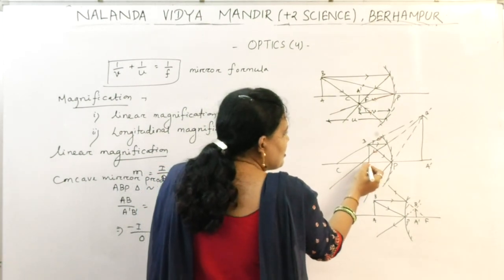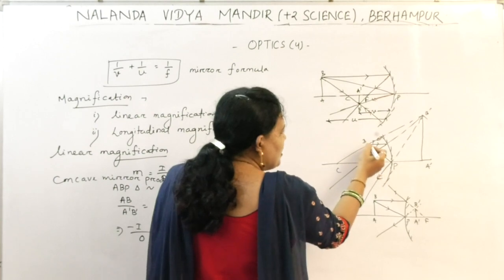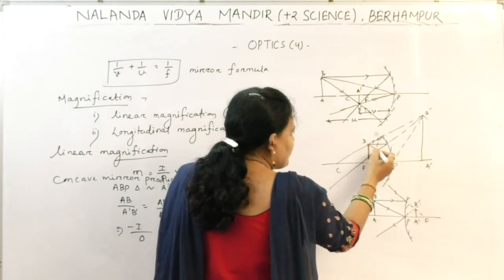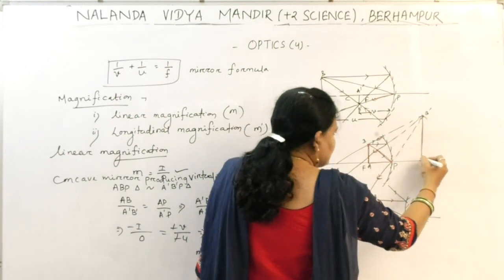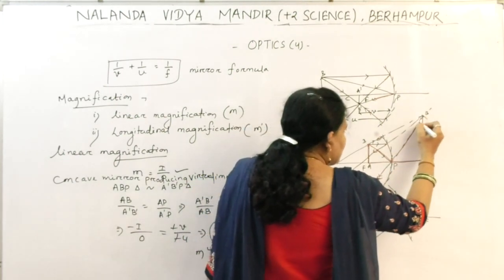Now again let us compare these two triangles, ABP triangle and A dash B dash P triangle.